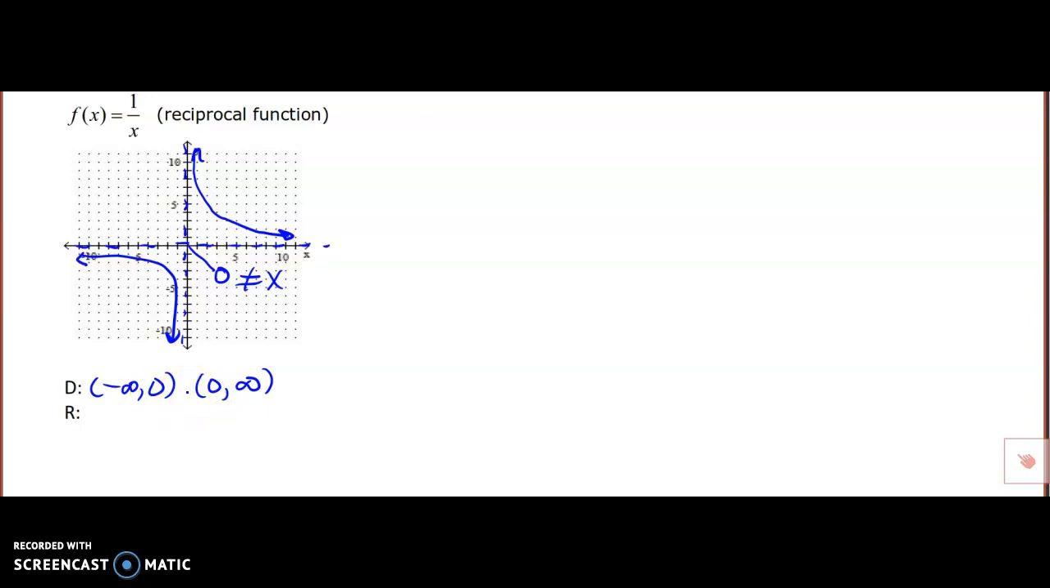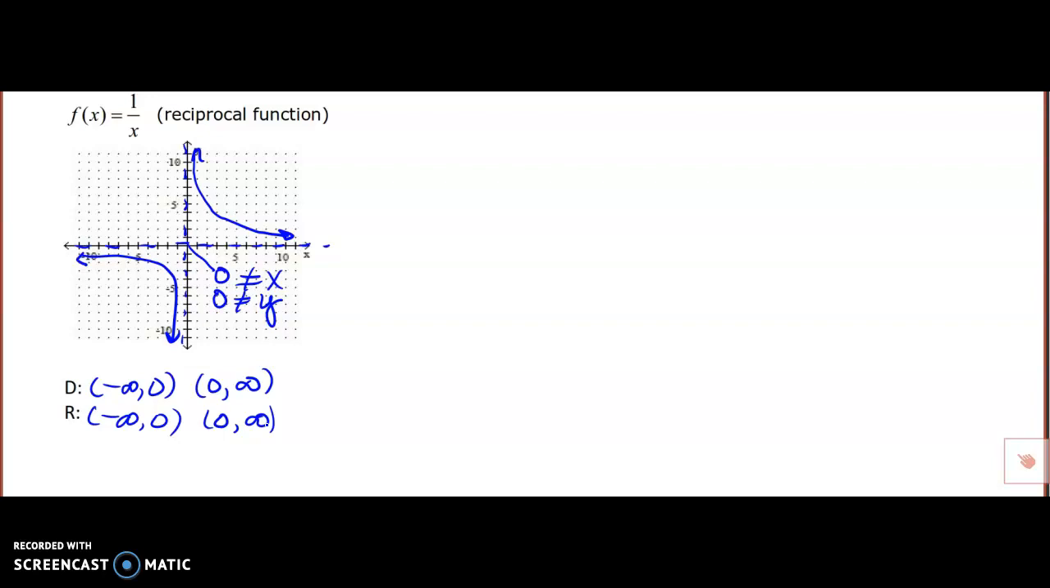The range would be the same way. Y can't be 0 either. So negative infinity to 0, 0 to infinity, that's our interval notation for saying let's exclude the value of 0.